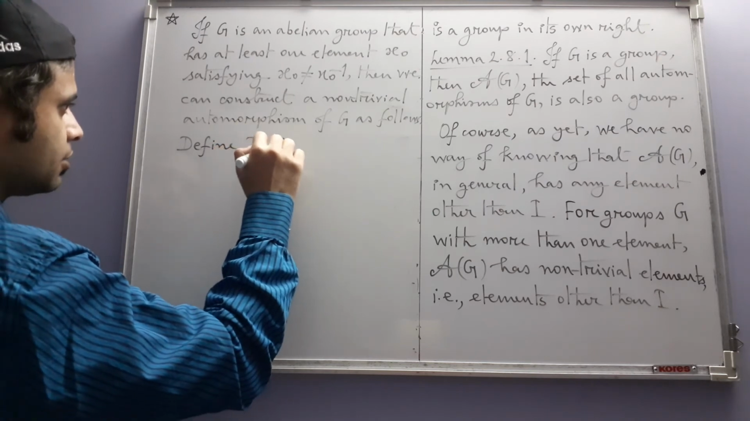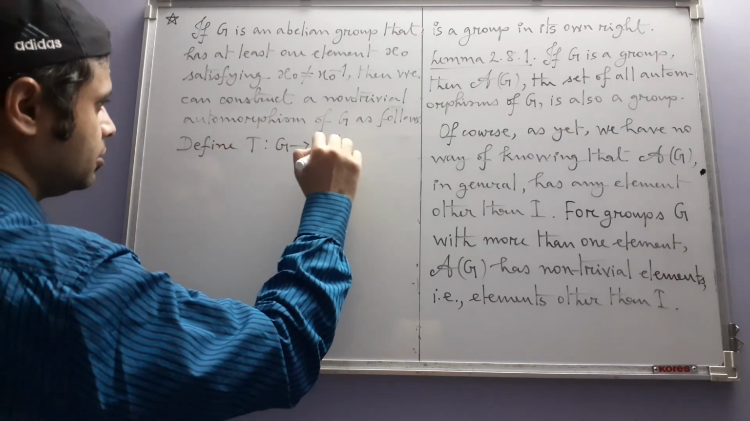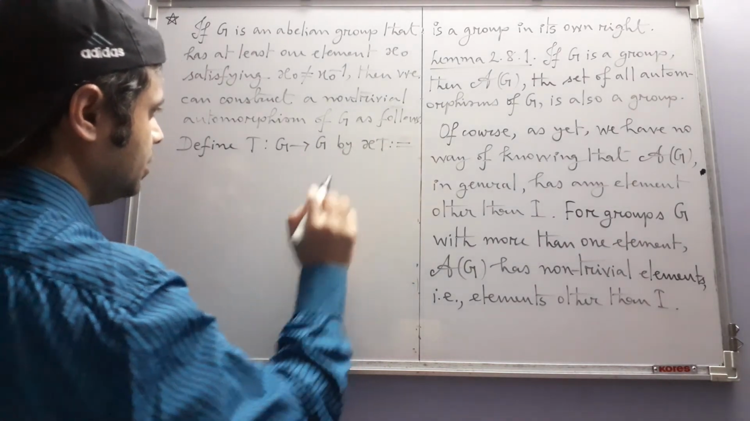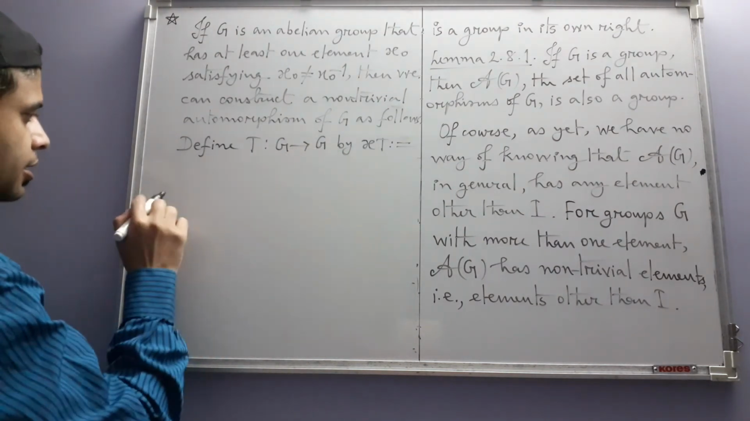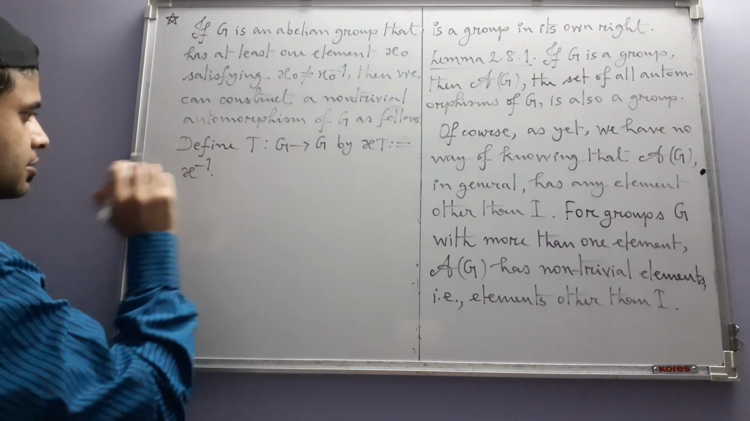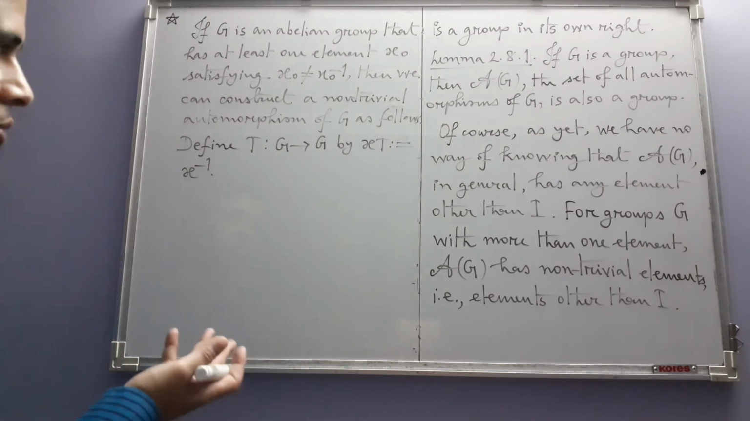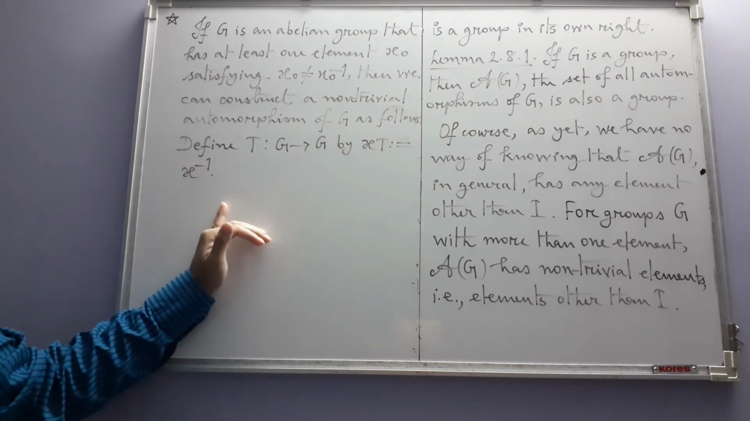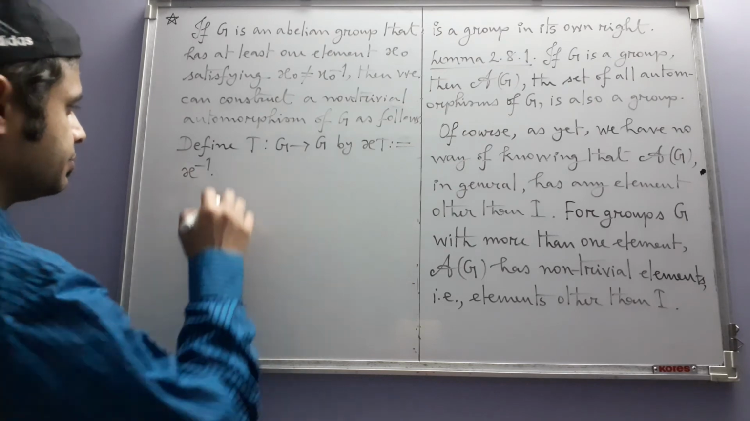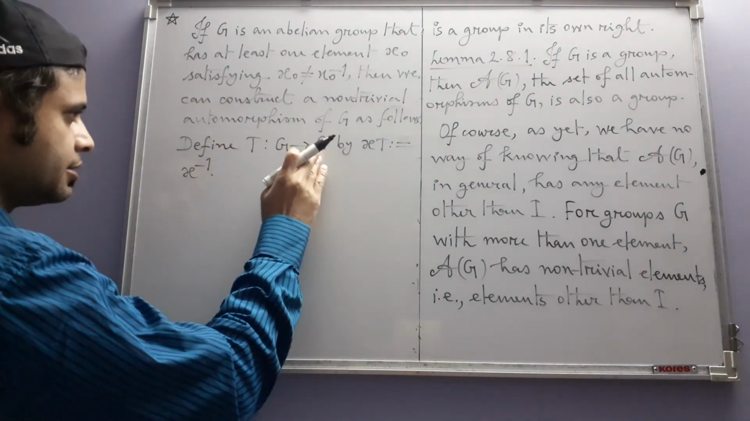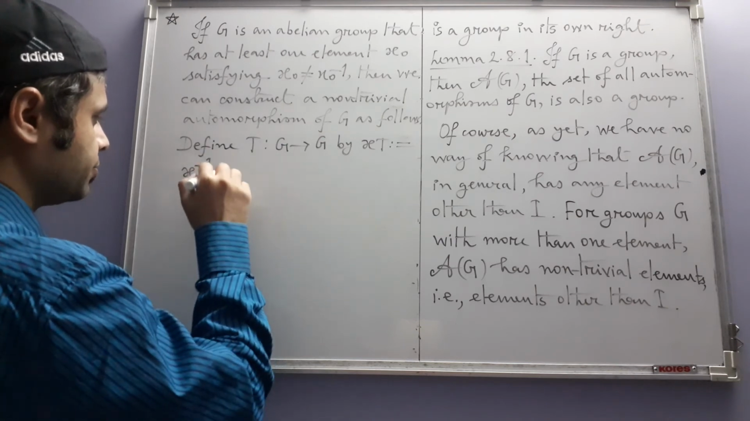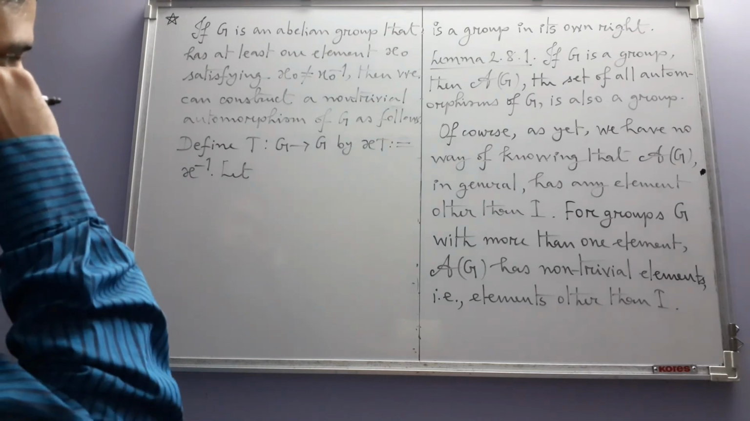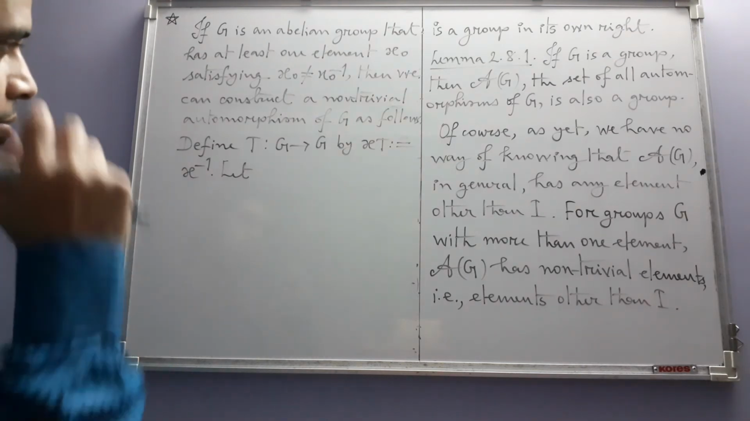Define the map T from G to G by this formula. The image of any element x in G under T is x inverse. This is a well-defined map because every element in a group has an inverse and that is unique, and which again is an element in the group. Now next we want to show that this map is a homomorphism.